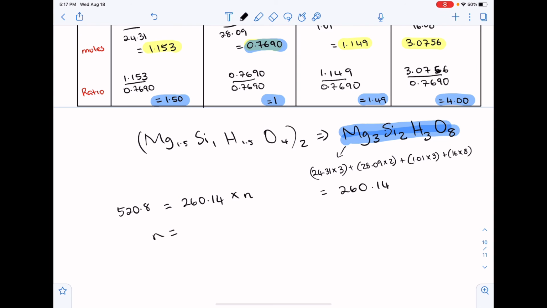So in this case, n equals 2, which means that our molecular formula will be everything here times 2. So we'll have Si 4 and H6 and O 16.